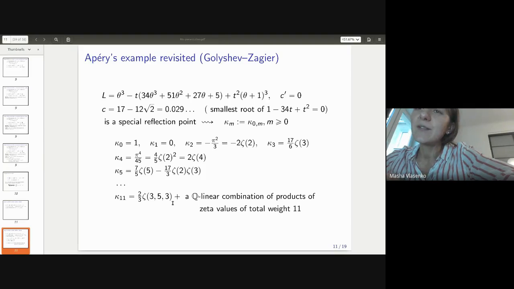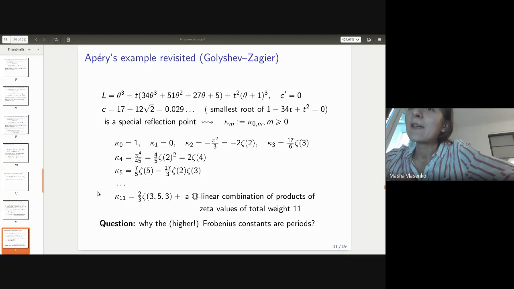We don't know the answer exactly why yet, but at least it makes sense to ask the following question. Why are these higher Frobenius constants periods as numbers? This is not clear at all from the way they are constructed and from the way they are computed. So in our work with Spencer, we answered this question for why Frobenius constants of Picard-Fuchs differential operators appear to be periods.